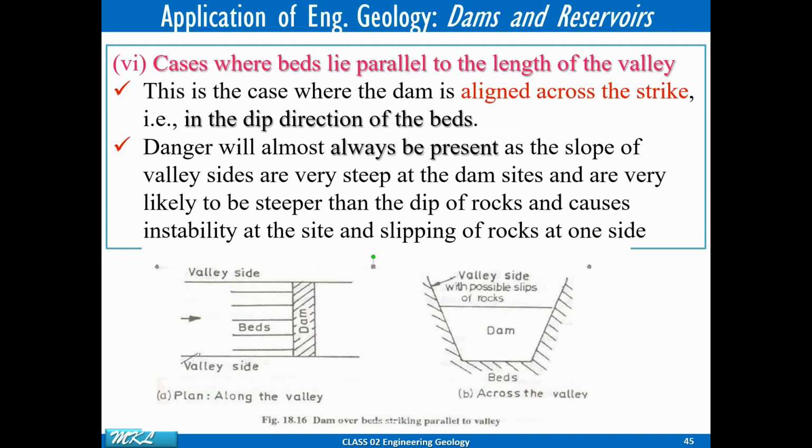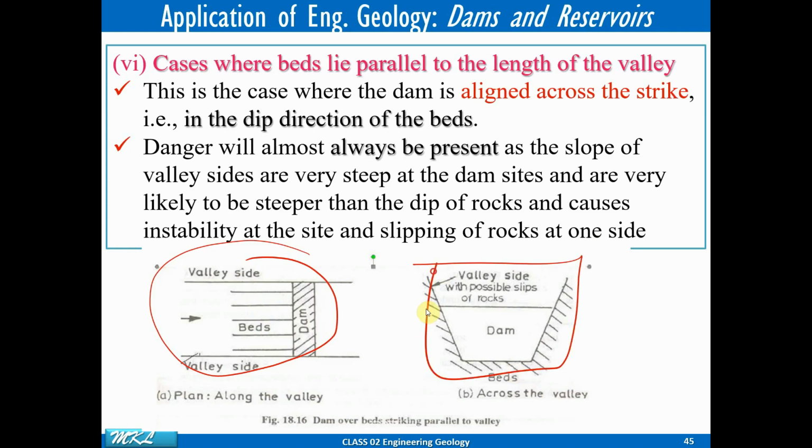So what will happen when the beds lie parallel to the length of the valley? So this is a drone shot I'm taking, from above I'm taking a picture. And this is the cross section. So here the beds are parallel to the dam. This is the case where the dam is aligned across the strike.